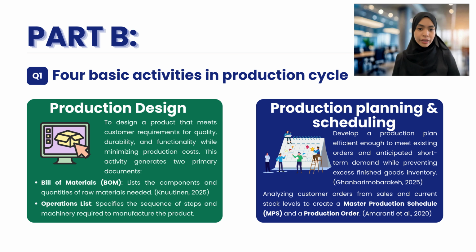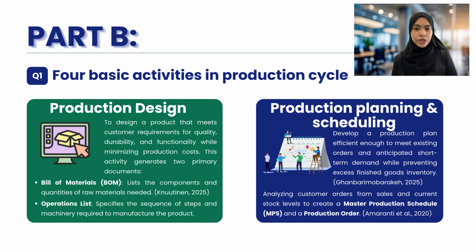There are 4 basic activities in the production cycle. The first one is production design. It is to design a product that actually meets the customer requirements for quality, durability, and functionality, as well as minimizing the cost. This activity produces 2 types of documents, which are bills of materials. It lists the type of components and also the quantities of raw material needed.